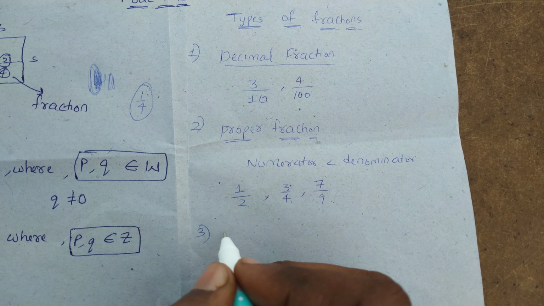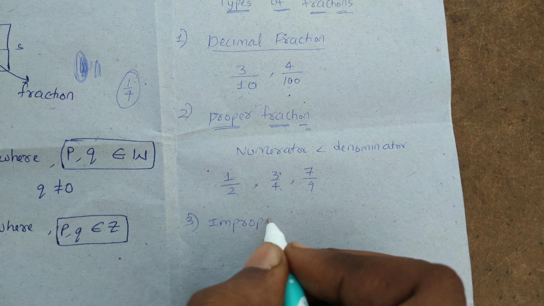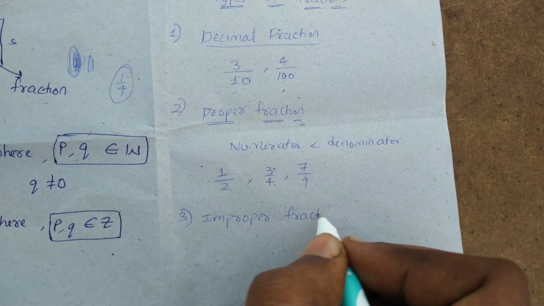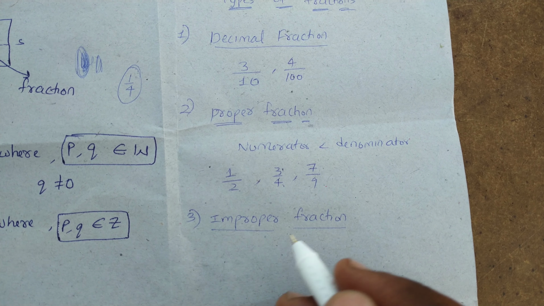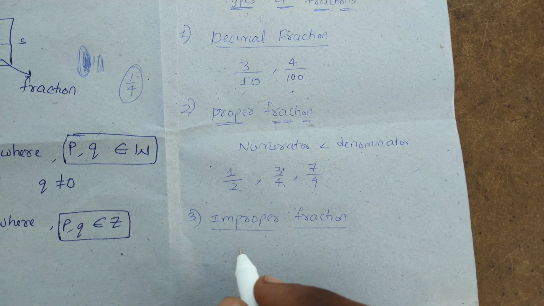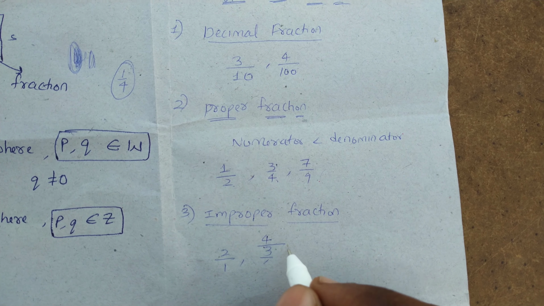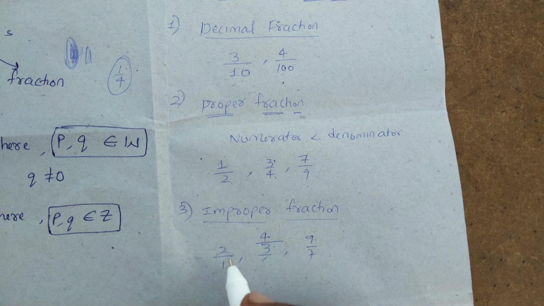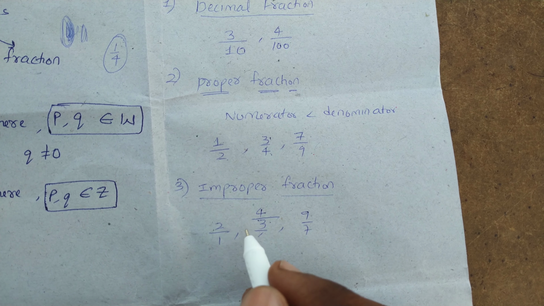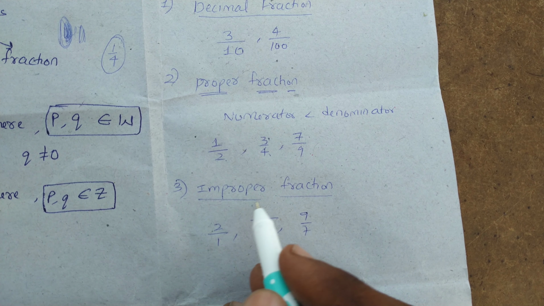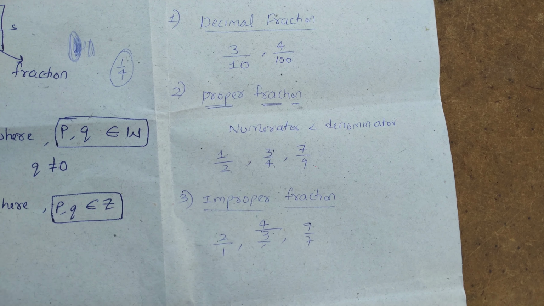Then if the condition is reversed, we call it an improper fraction. What is an improper fraction? If the denominator is less than the numerator, then it is called an improper fraction. For example, 2 by 1, just the reverse of this, or 4 by 3, or 9 by 7. Here the denominator is less than the numerator, so whenever this is the condition, it is called an improper fraction. Just the reverse of a proper fraction is called an improper fraction.